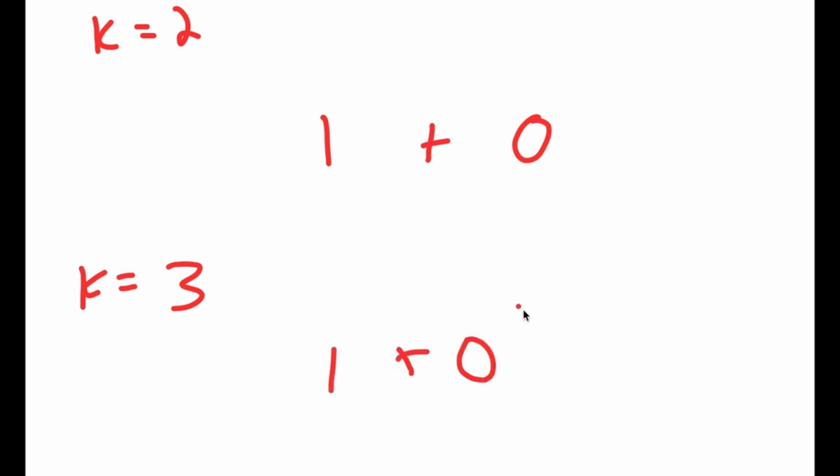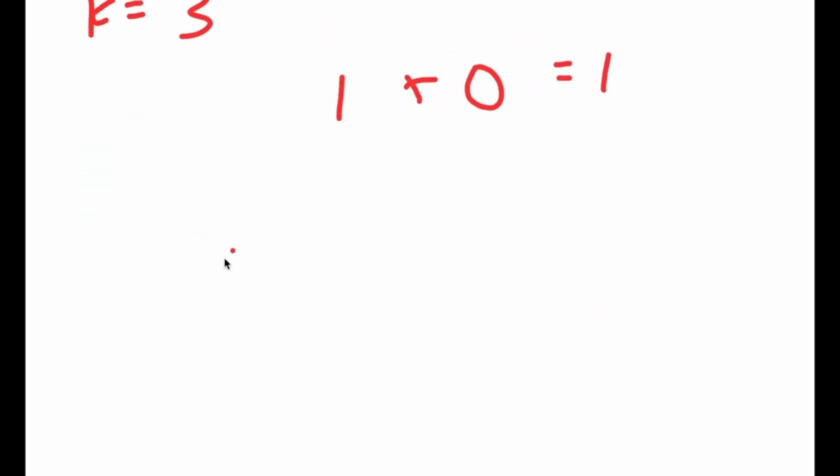So this pattern continues, and it keeps on equaling 1 no matter what value of k we get. So we can say that e to the power of I times 2k pi, this is equal to 1 no matter what value of k we have.